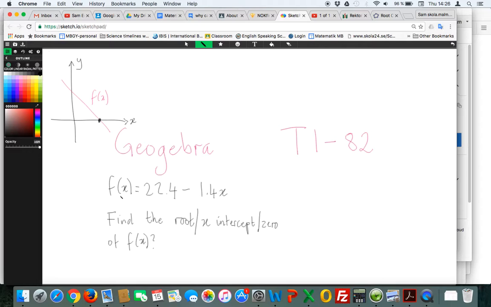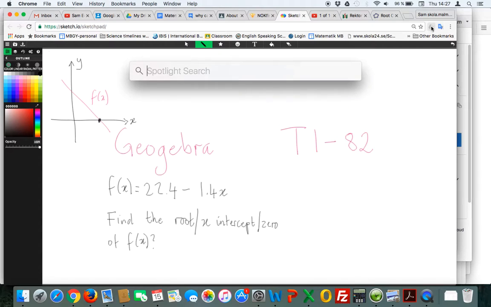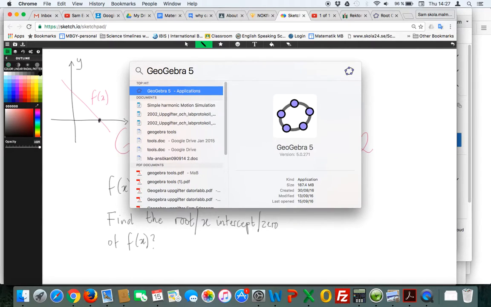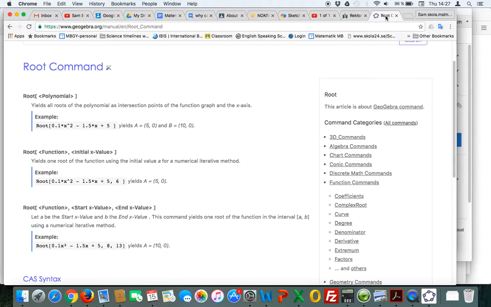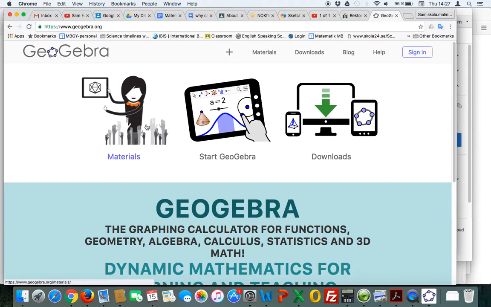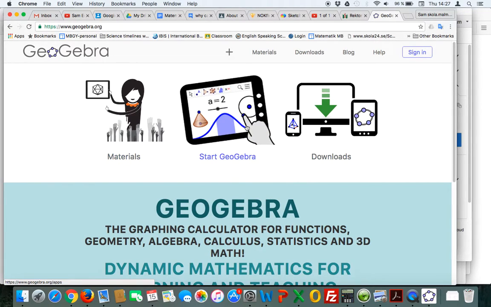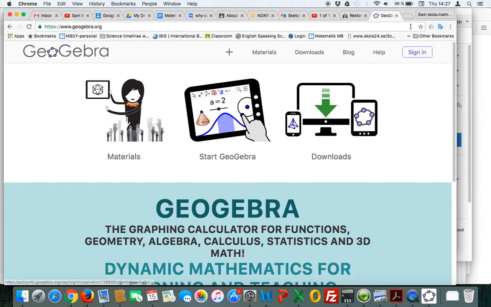So how do we solve this in GeoGebra? First we have to fire up the program. So I have it already installed on my computer, GeoGebra 5. If you don't have it installed on your computer, you can go to the website and download it for free. The website is www.geogebra.org, and it's got lots of other things there. It's got materials, it's got how to get started and downloads.